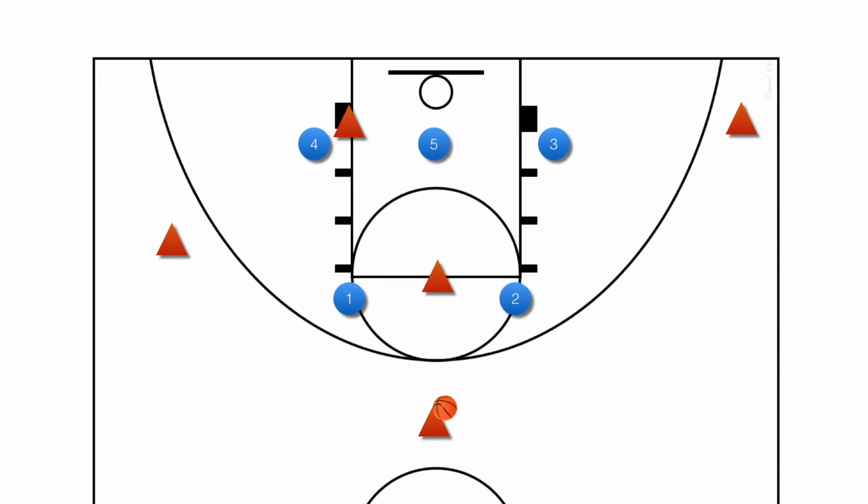There are 4 areas where I like to trap in the 2-3 zone. 2 in the baseline corners or short corners, and 2 in the low post areas. First, let's go over how to trap when the ball is passed into the baseline corner.